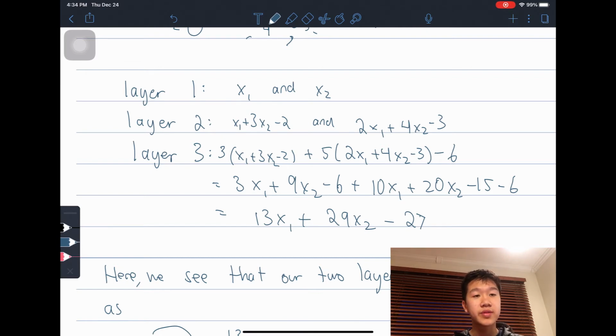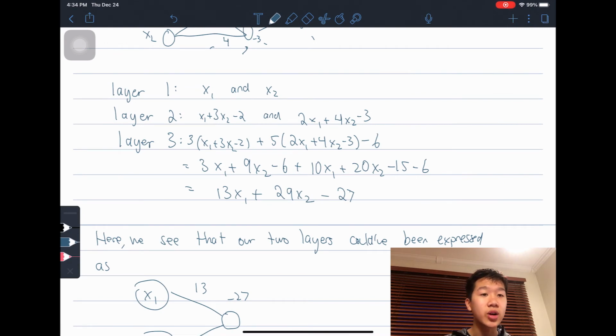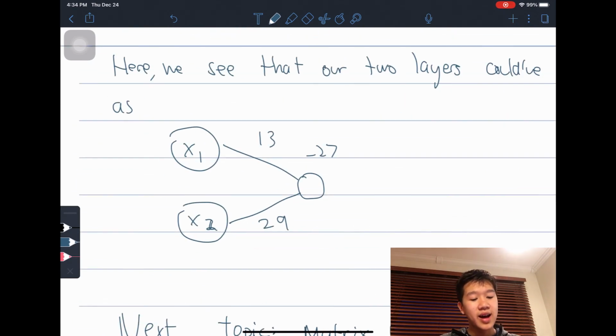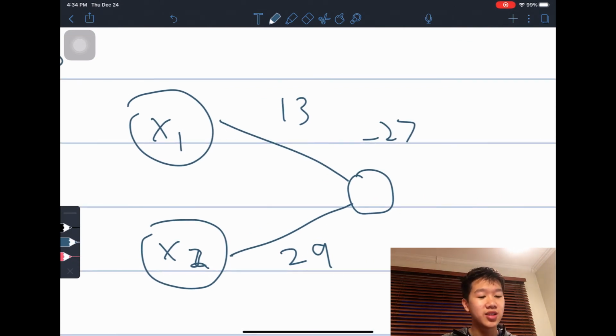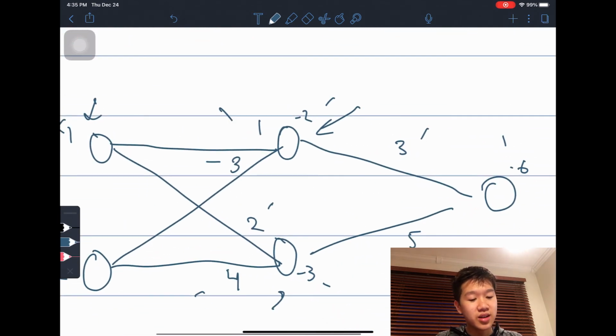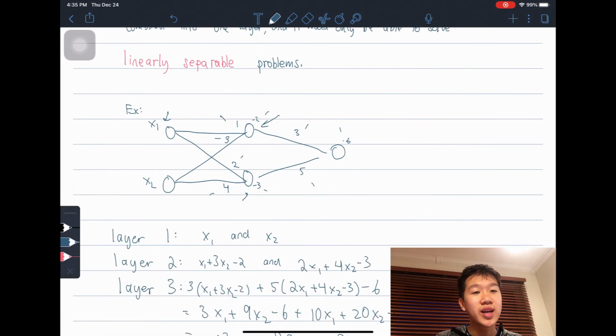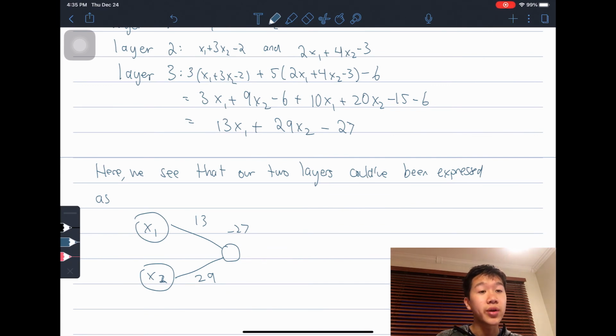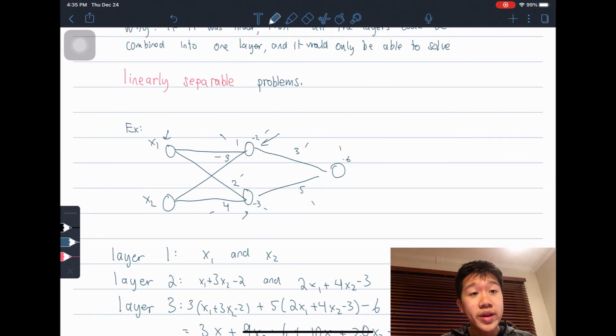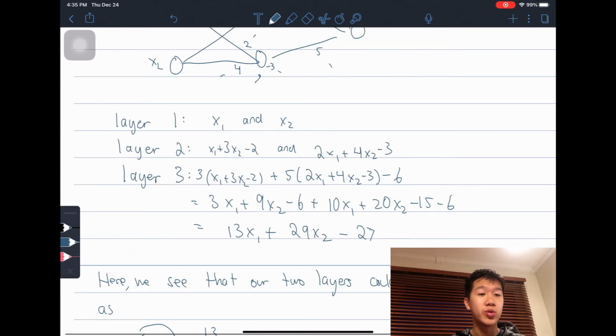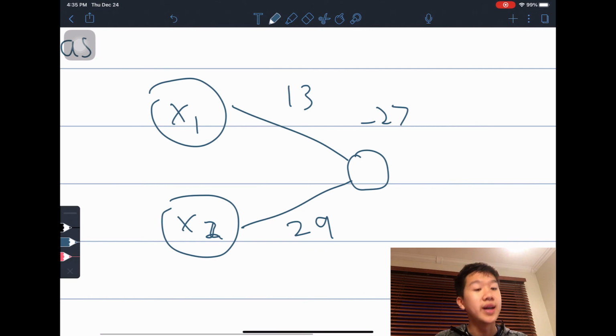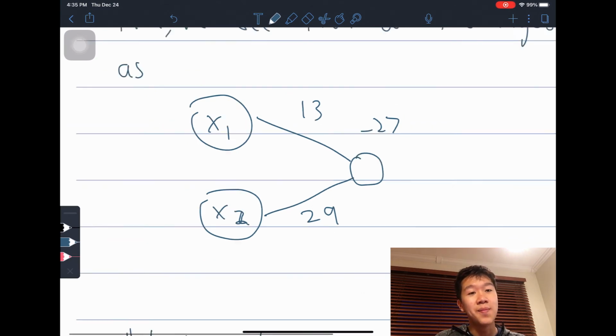And in the end, when you expand and simplify it, it gives us 13x1 plus 29x2 minus 27. So here we see that our layers could have just been expressed as a neural network with x1, x2, a weight of 13, a weight of 29, and then minus 27. Instead of using this neural network with 3 layers, we can now reduce it to 2 layers. And this works for any number of layers. If you have 1000 linear layers from a neural network, it could still be expressed as one neural network that only has an input and an output layer.